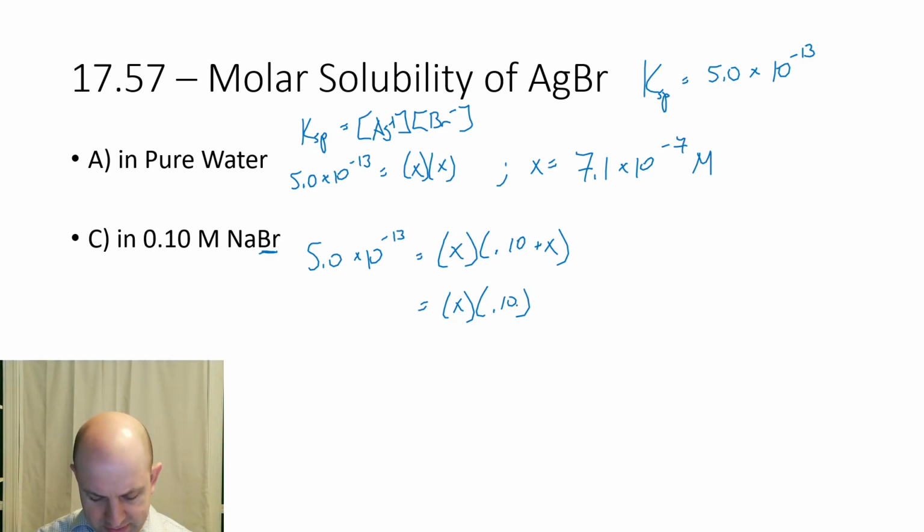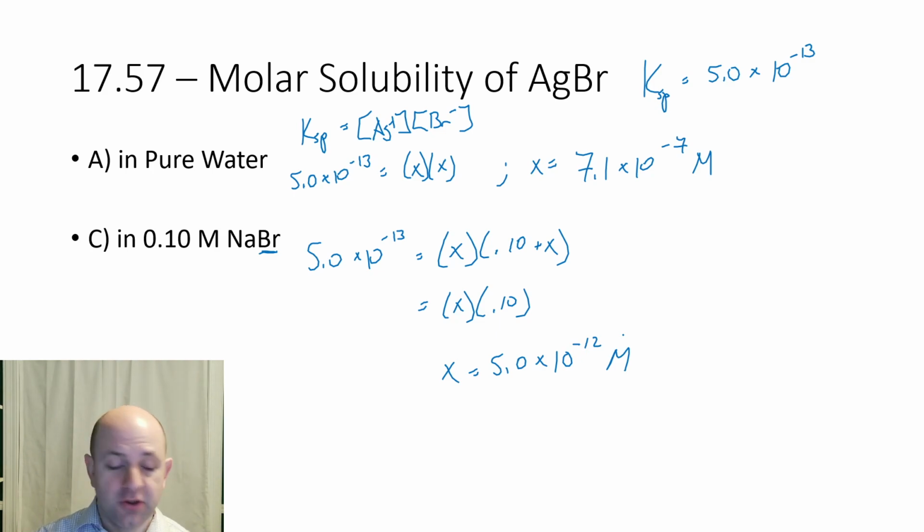So in this case, we just take 5.0 times 10 to the negative 13th and divide by 0.10, and that means x is equal to 5.0 times 10 to the negative 12th molar. So it's going to be a much smaller amount that dissolves because we've already got some bromide present. And if we check this, the first one is 7.1 times 10 to the minus 7th molar. Letter C, 5.0 times 10 to the minus 12th molar. So that is correct. All right, so hopefully these were helpful to you for chapter 17.